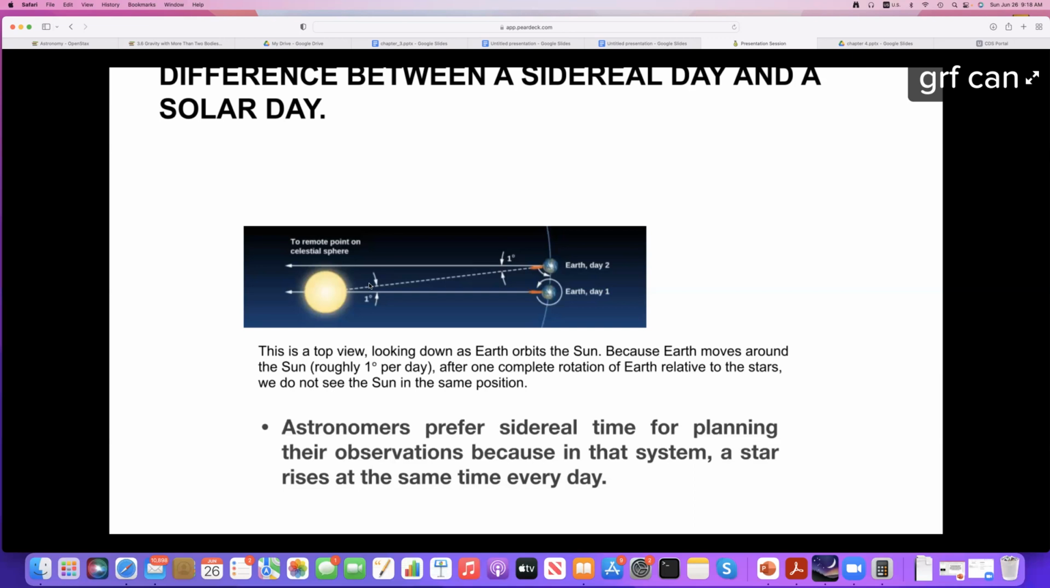Now, this is the difference between the sidereal time and the solar time. So for the solar day, you have to rotate an extra little bit, right? And astronomers usually prefer sidereal time for planning their observations, because in that system the stars rise and set at the same time every day, right? So that is the condition.